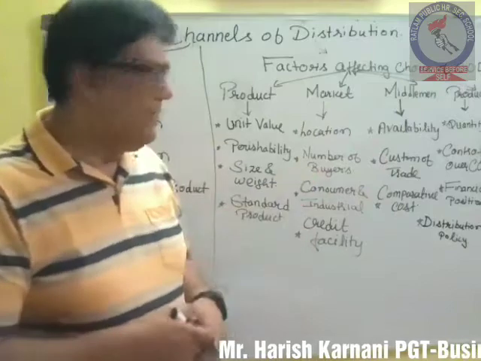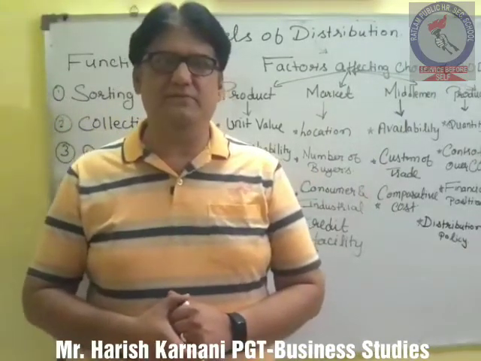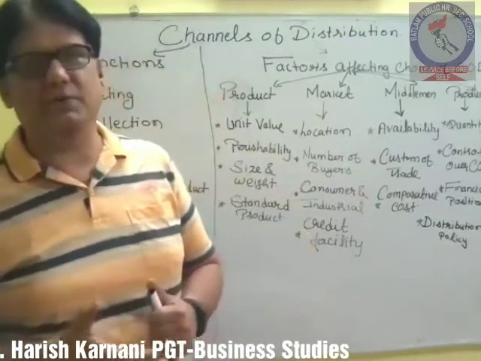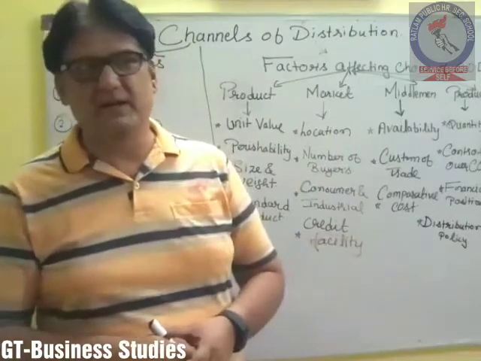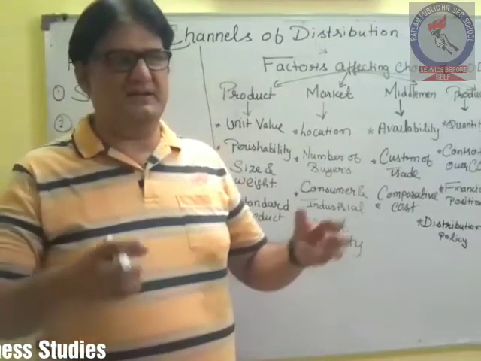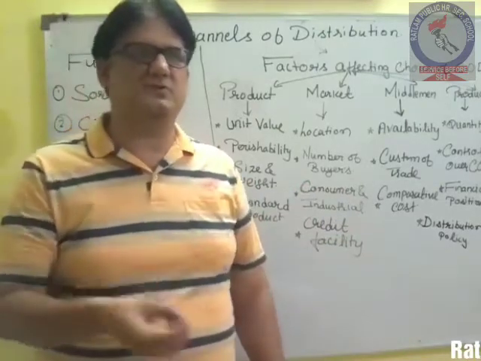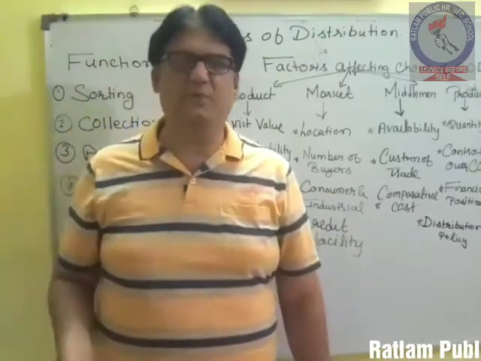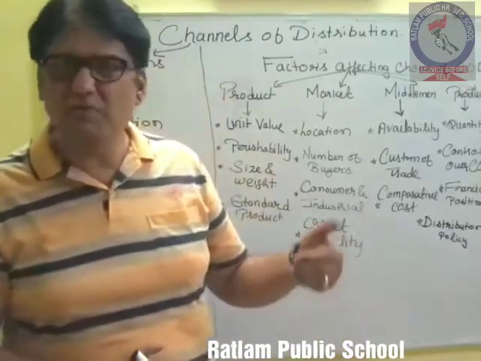Okay. Number of buyers. If the number of buyers is more, there we have to think of selling the product through the long channel of distribution or with the help of mediators. But if the number of buyers is limited, and we know that this product is being used or consumed by a very limited number of buyers, the producer will directly sell the goods to those buyers.